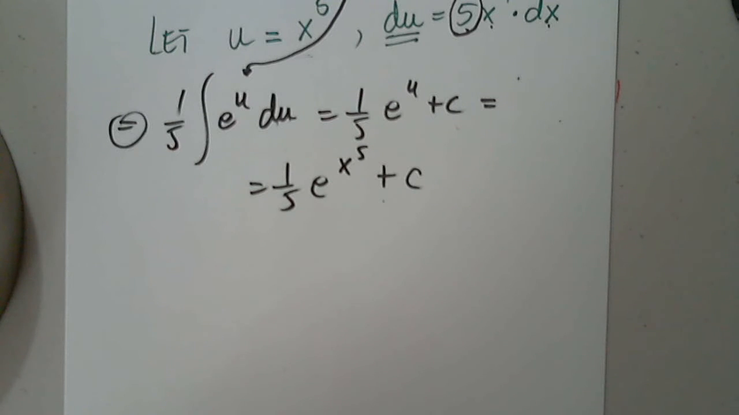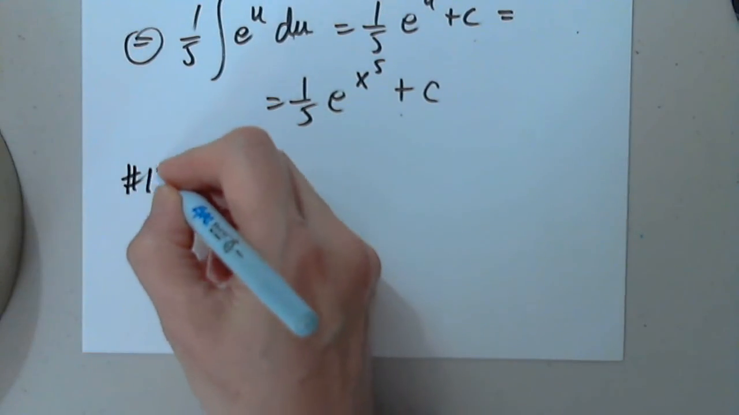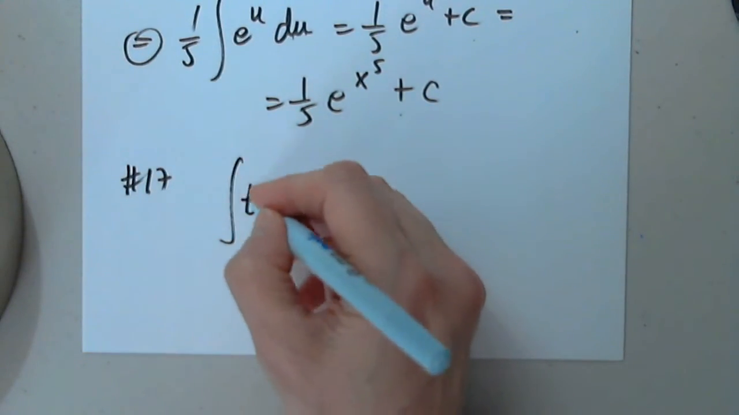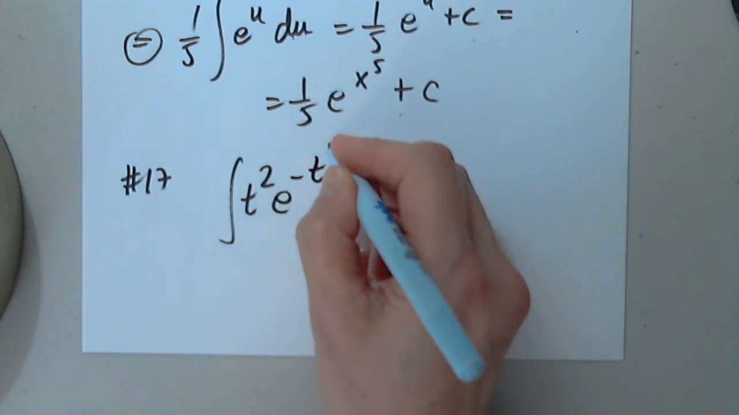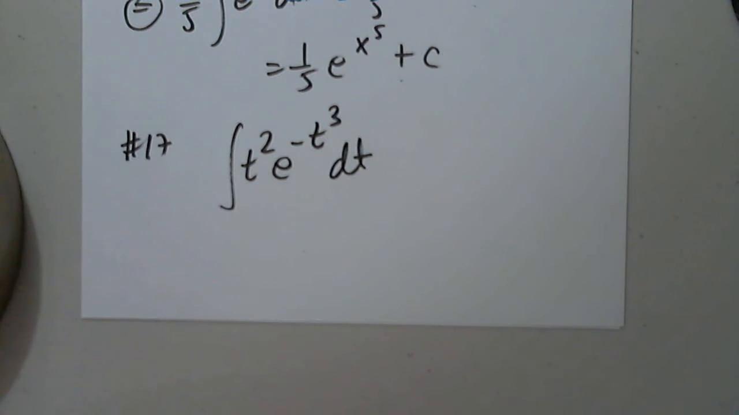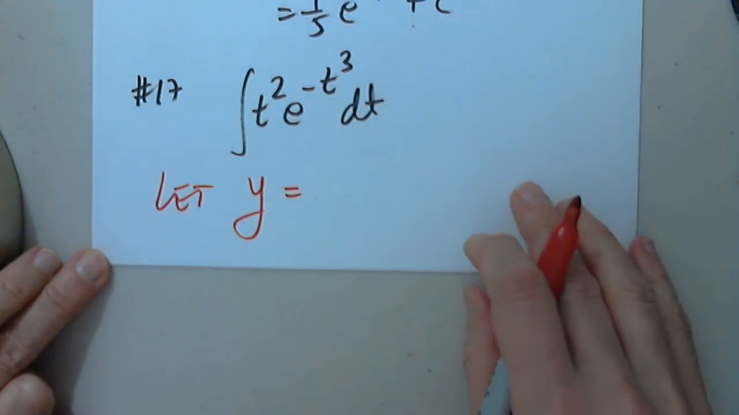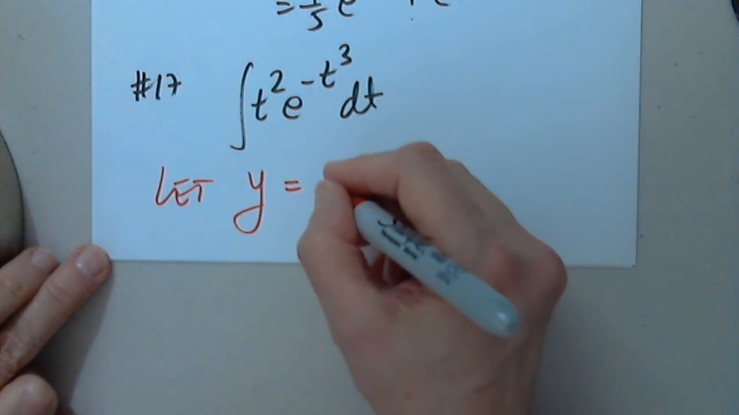Can we do another one of those, please? Of course. Let's say 17. And we have the integral of t squared e to negative t to the 3rd dt. What do you think we will use as a substitution? Negative t to the 3rd.